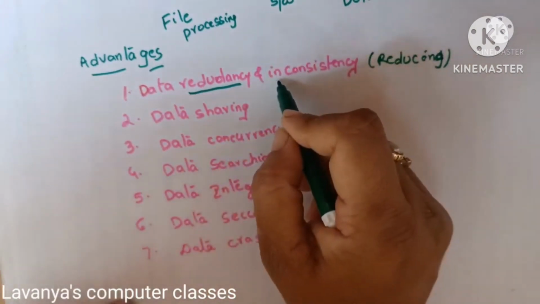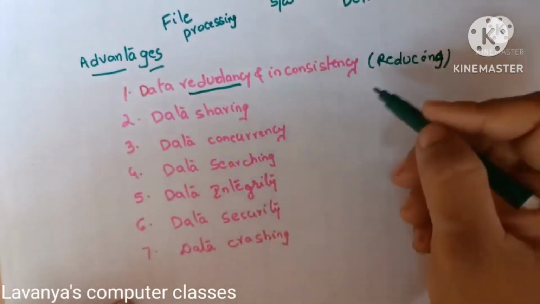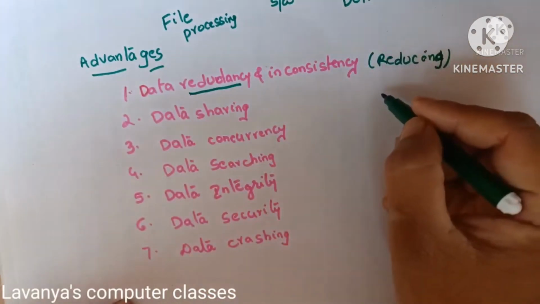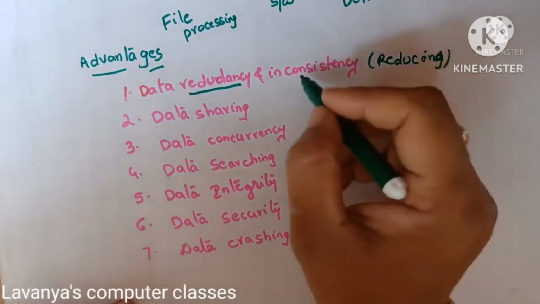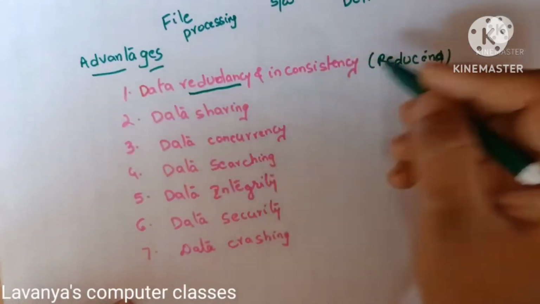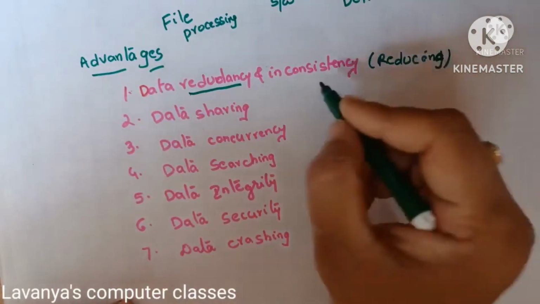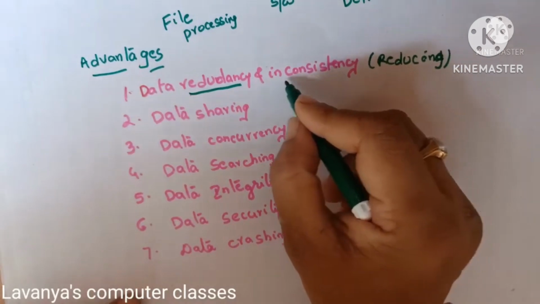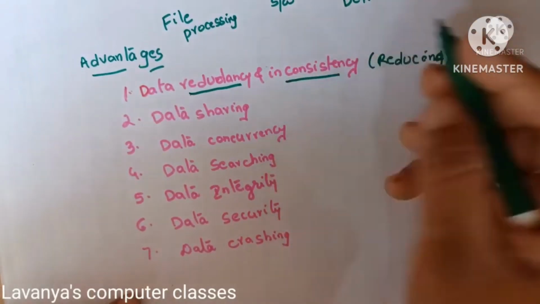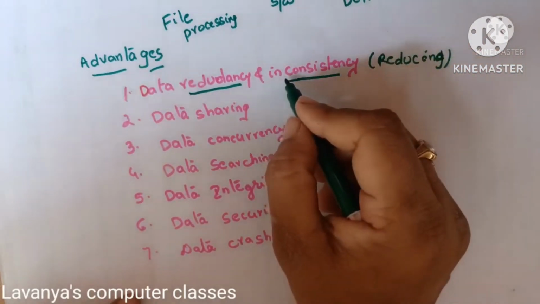Whenever the data is more, data is available in a number of places. If you make any changes in one place, those changes are reflected in one file, but not in another file. Because of that, there is a data inconsistency problem. Consistency is missing. That is called inconsistency.